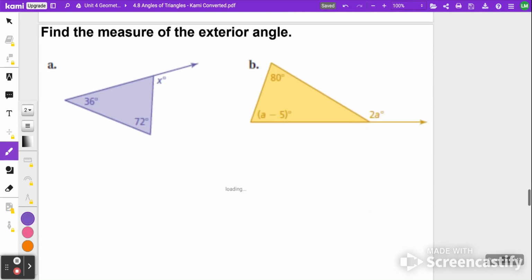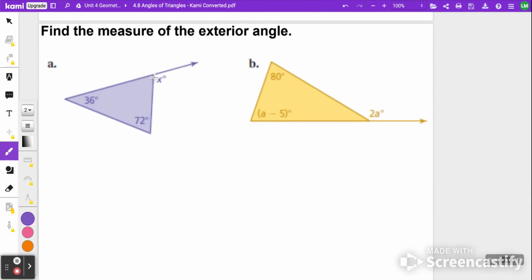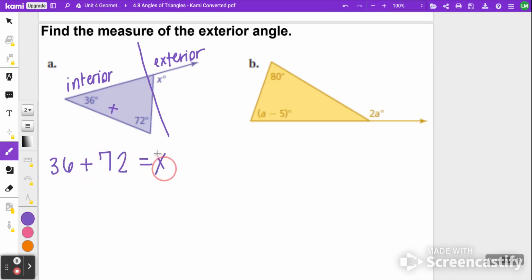Find the measure of the exterior angle. For letter A, our exterior angle is here, and our interior angles are here. Notice how they're non-adjacent, they're not touching, so you can draw the line, and then we're going to show interior being added together equals outside. So I'm going to say 36 plus 72 is equal to x. All I have to do for this is take 36 and add 72 to it. I'm going to get 108 is equal to x.